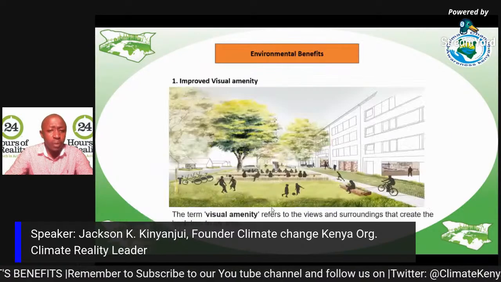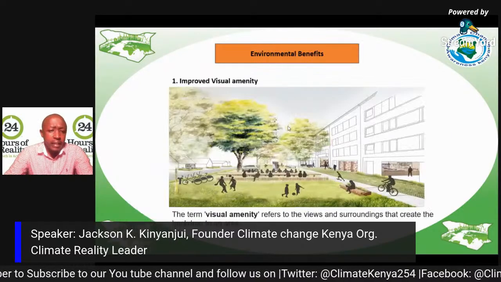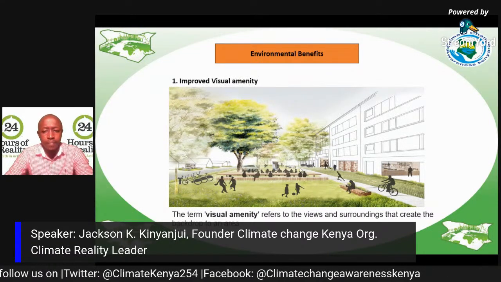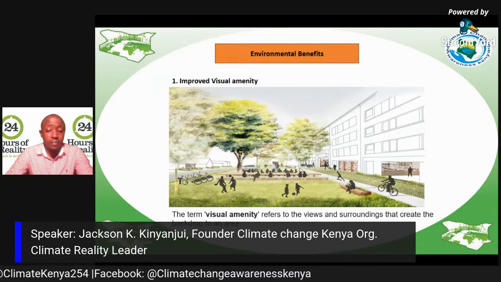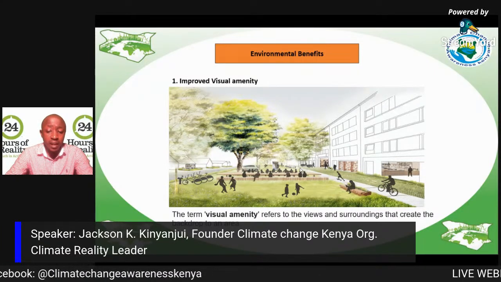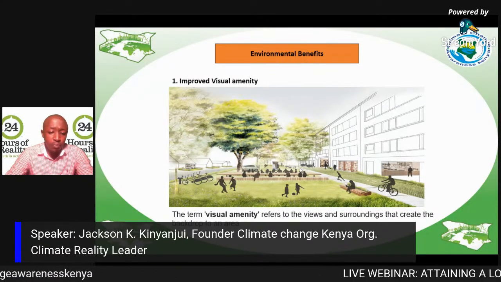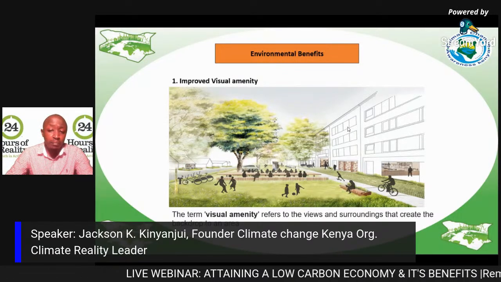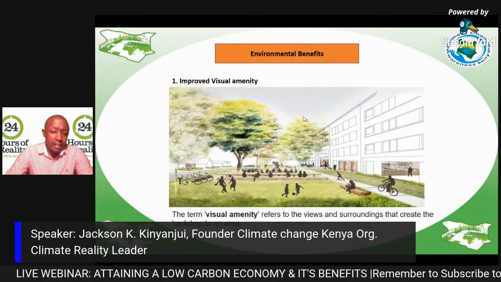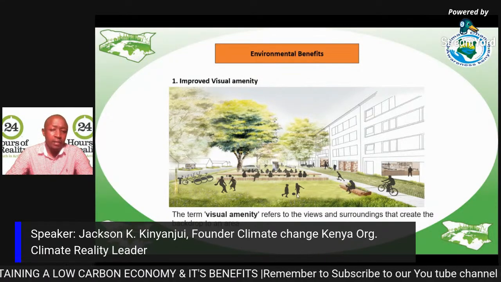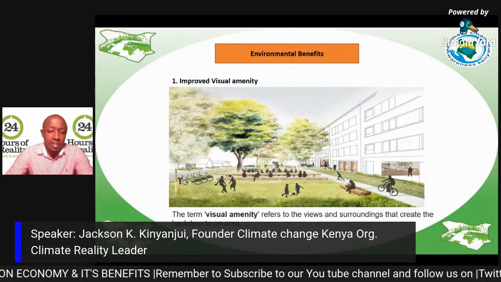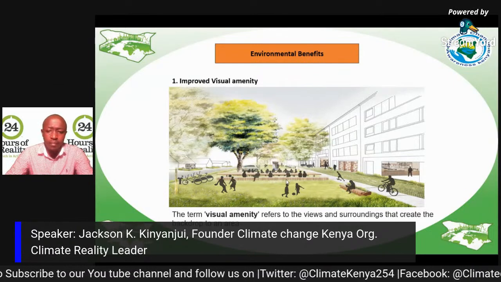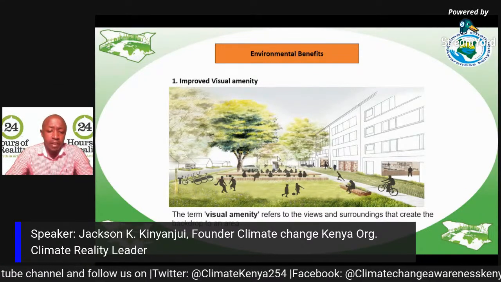In the environmental benefits, the first one is that it leads to improved visual amenity. What is visual amenity? The term visual amenity refers to the views and surroundings that create the backdrop to any area. From this slide, you can see we have some buildings, but the backdrop behind it is a park area filled with trees, which is green. So this has improved the visual amenity, making it a conducive environment.